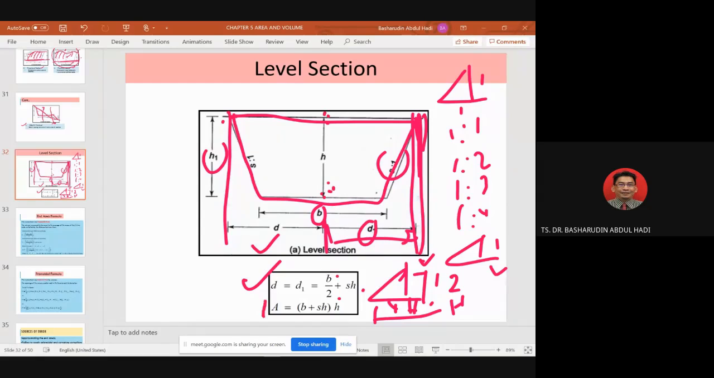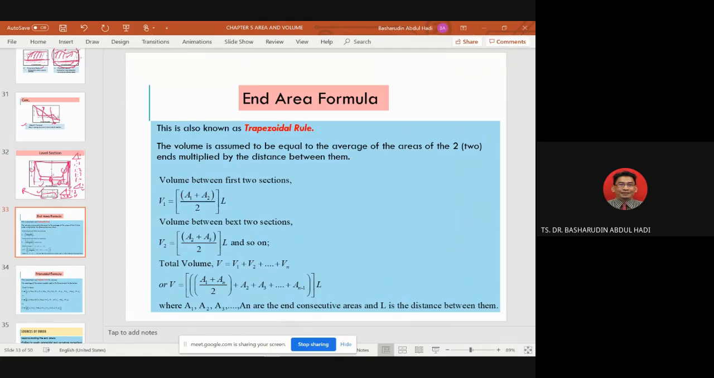And we are using this formula only. You must remember this one: area equals B plus SH times H. What is B? This one is B, the width of your road. What is SH?